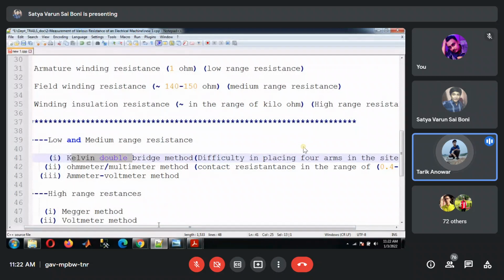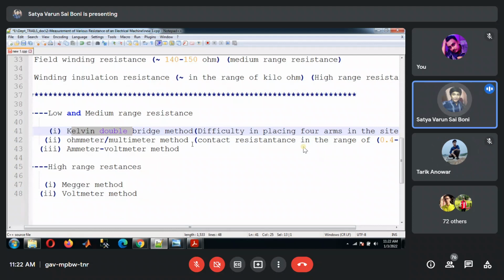Sir, I have a question. Tell me then. Is the Kelvin double bridge equivalent to the Wheatstone bridge? Oh, let's let the class go on. I will talk to you later, otherwise I will give you my mail or my personal number so that you can message, because this is a very big experiment. There are four experiments, so let this complete first. Okay, sir. Okay.